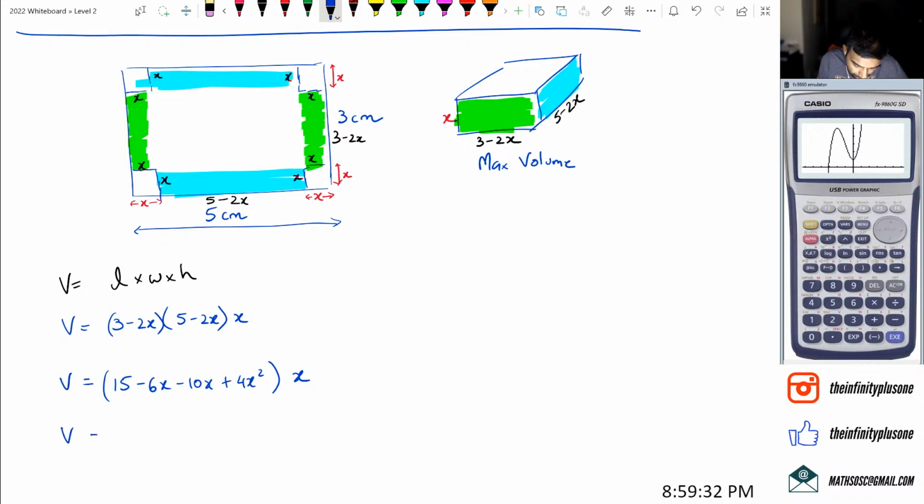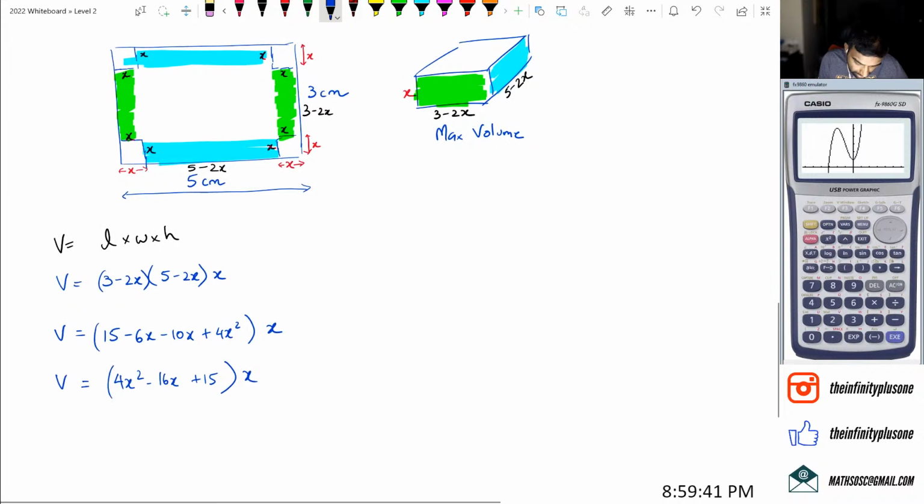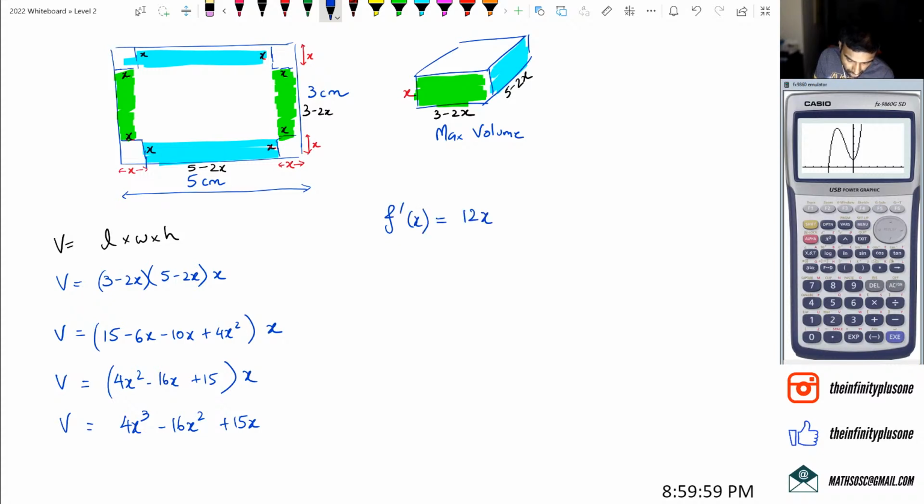Cool. So volume is equal to 4x squared minus 16x plus 15 times x, which means I'm going to get volume is equal to 4x cubed minus 16x squared plus 15x. Awesome. Now what we're going to do is differentiate it. So f dash of x is equal to 12x squared minus 32x plus 15.